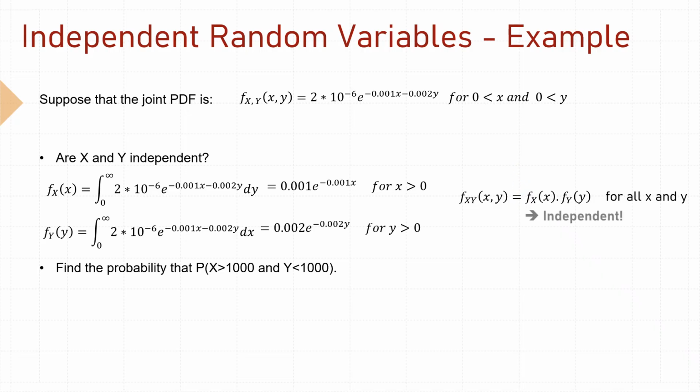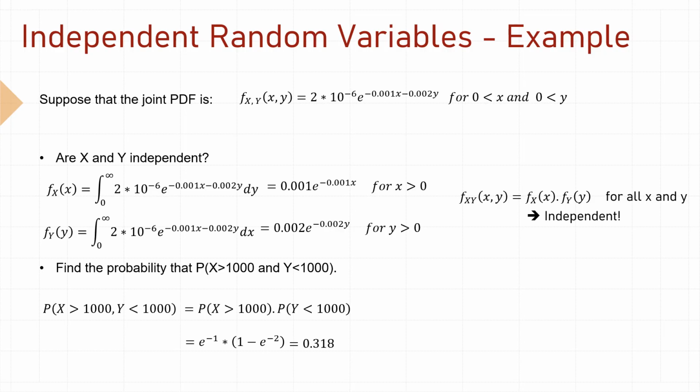We can confirm that the product of the marginal distributions gives us the joint distribution over the independent domains of x and y, and as a result, we can conclude that x and y are independent. To find the joint probability of x being greater than 1,000 and y being less than 1,000, instead of doing a double integration, we can multiply the probability of x being greater than 1,000 and the probability of y being less than 1,000, as we just proved x and y are independent.